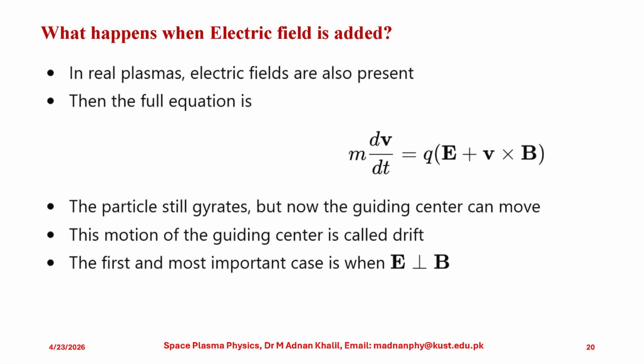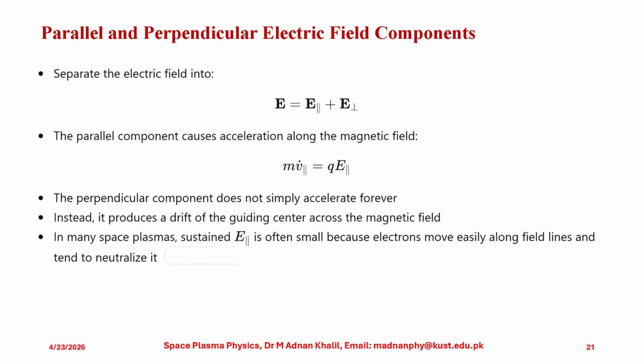So instead of a particle circling around a fixed center, the particle circles around a center that may itself move through space. The first and most important case is when the electric field is perpendicular to the magnetic field. That leads to the E cross B drift. The electric field is separated into two parts, a component parallel to the magnetic field and a component perpendicular to the magnetic field. The parallel component causes direct acceleration along the magnetic field, written as m times v parallel dot equals q E parallel. In words, a parallel electric field pushes the particle along the field line.